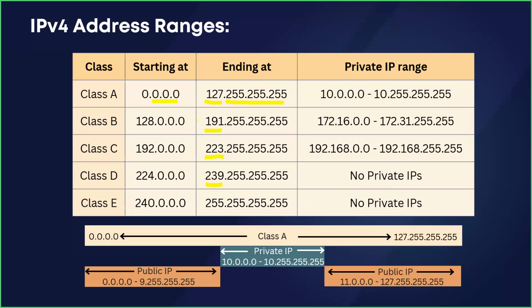Now, in each of these classes, there's a certain private IP range. In class A, between 0 and 127, there's a small private IP range from 10.